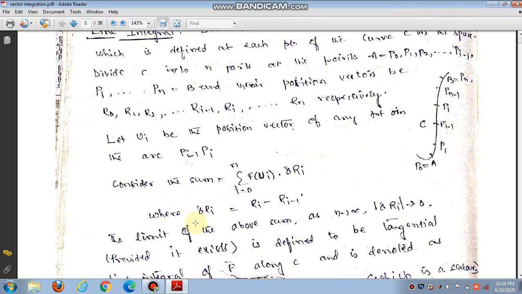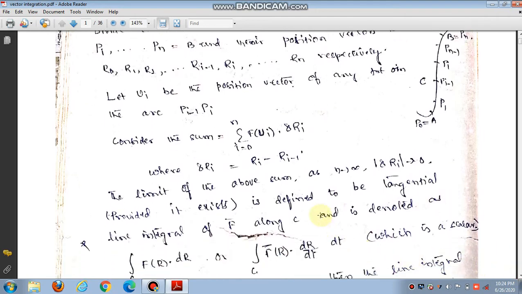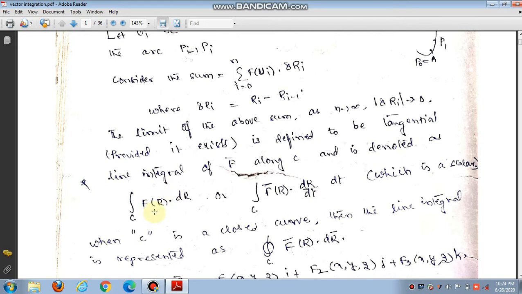So the limit of the above sum, as n tends to infinity, when that length tends to 0, is defined to be the tangential line integral of f bar along the curve C and is denoted by integral f of r dot dr bar. If r is a function of t, then we can write the same line integral as integral along the curve C of f of r dot dr by dt into dt, and always this is a scalar quantity. Where C is a closed curve, the above line integral will be represented as an integral along a closed curve.